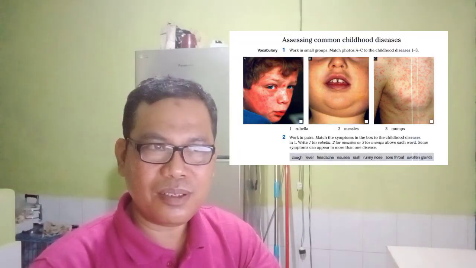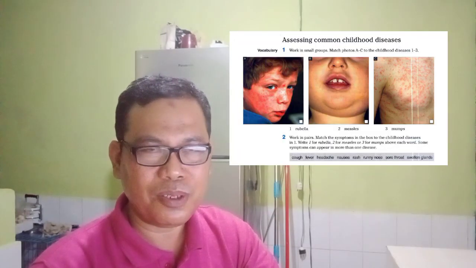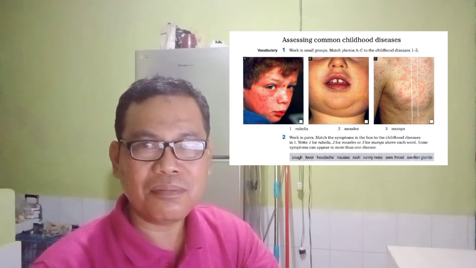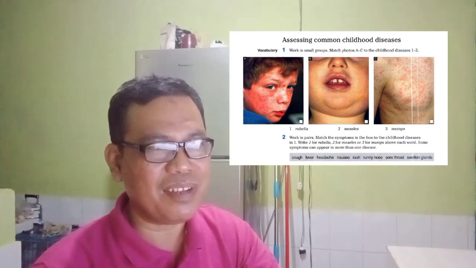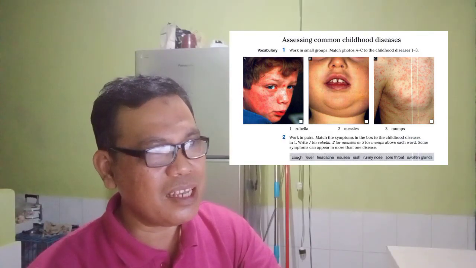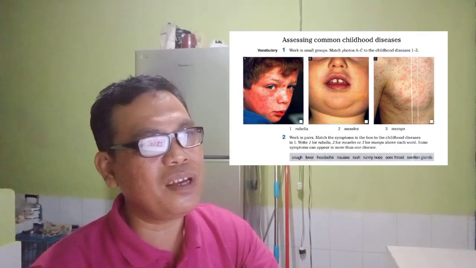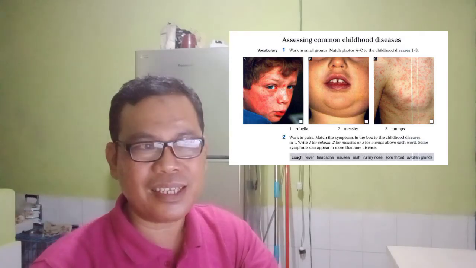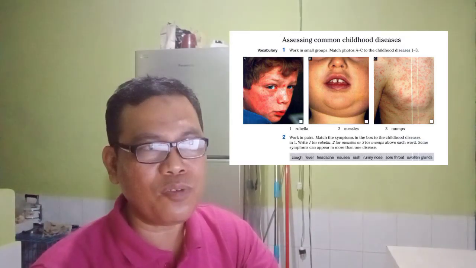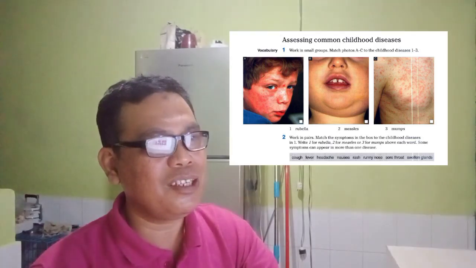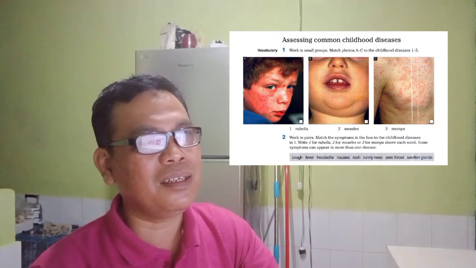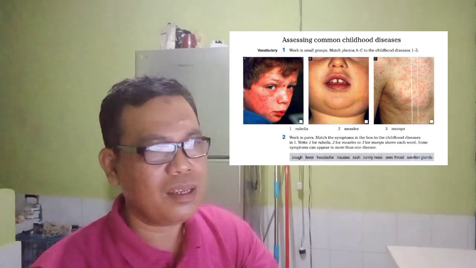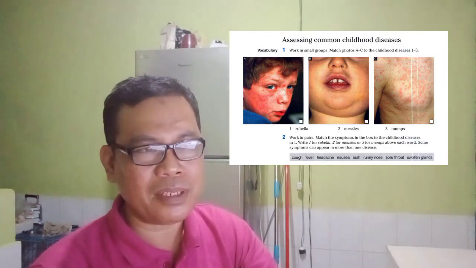Okay, have you done the language focus? The use of be, feel, and have? Okay, I think you have done it. Now let's move. In this part, you are going to have an exercise on assessing common childhood diseases. You will have 3 pictures showing the 3 common childhood diseases: rubella, measles, and mumps.